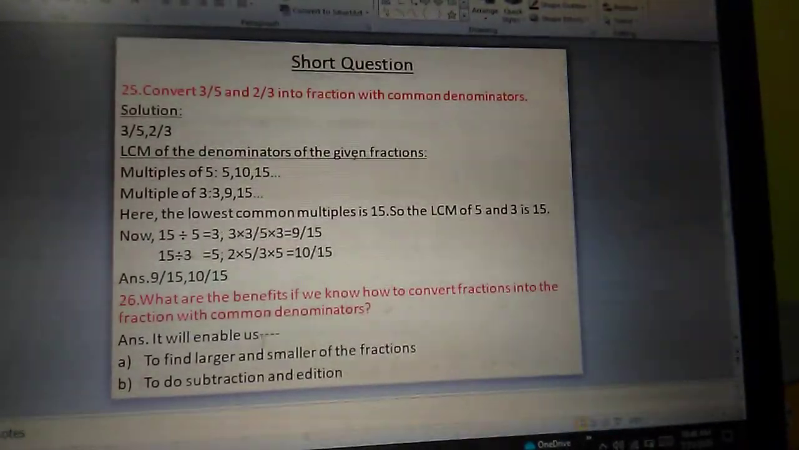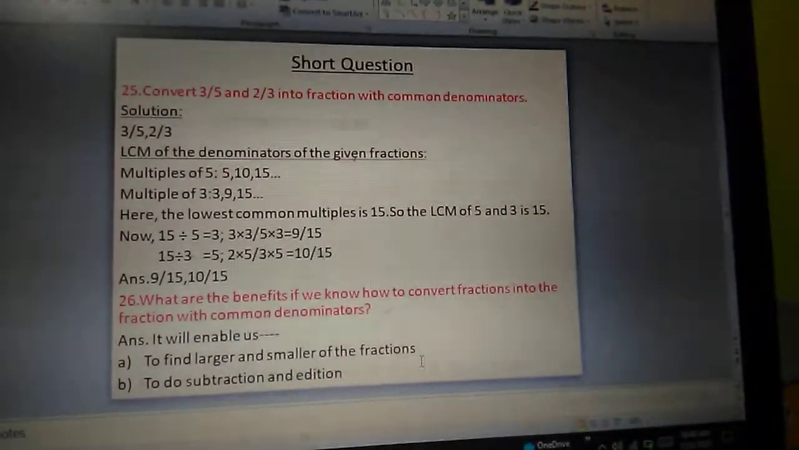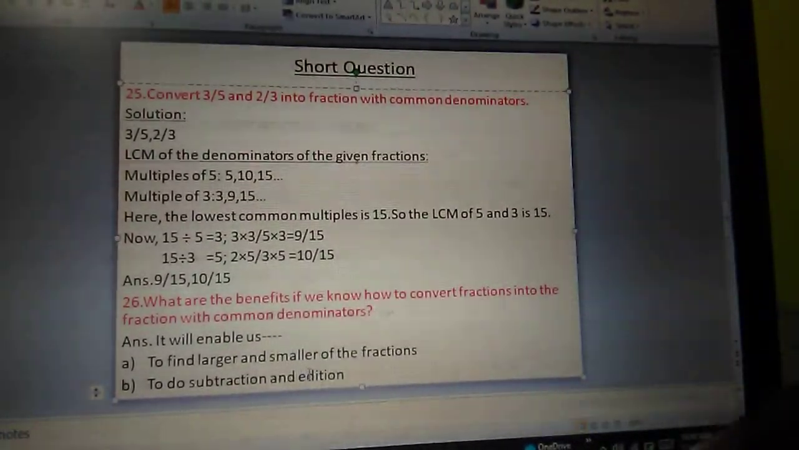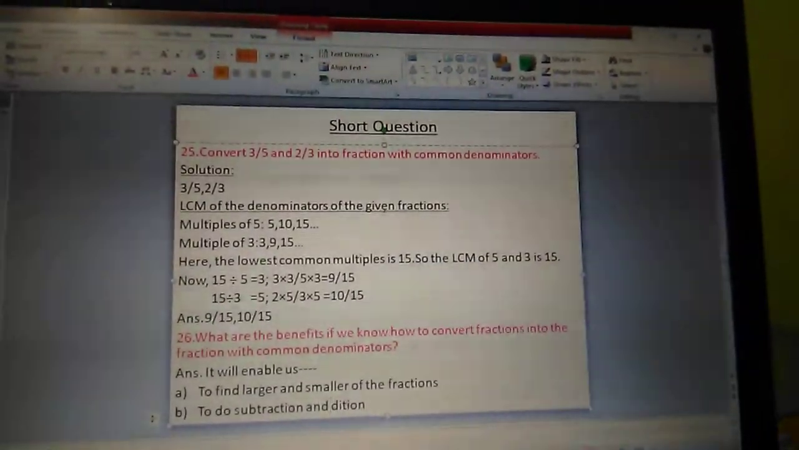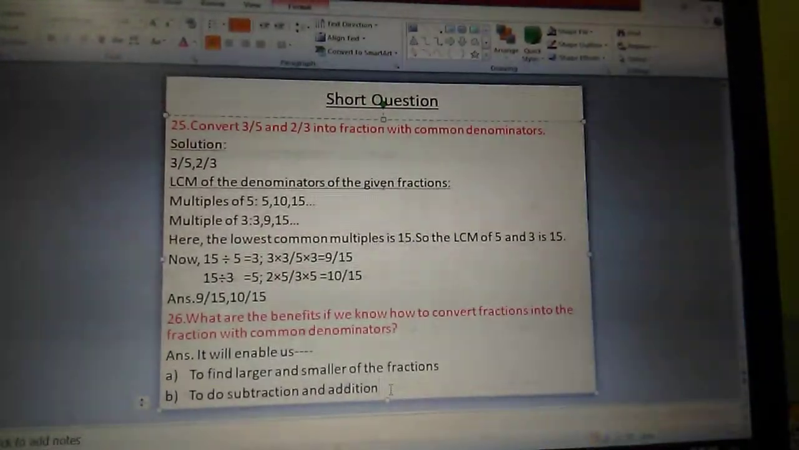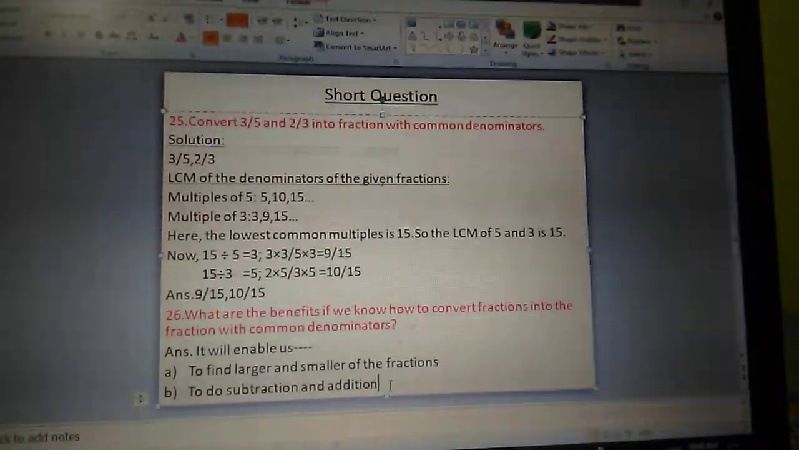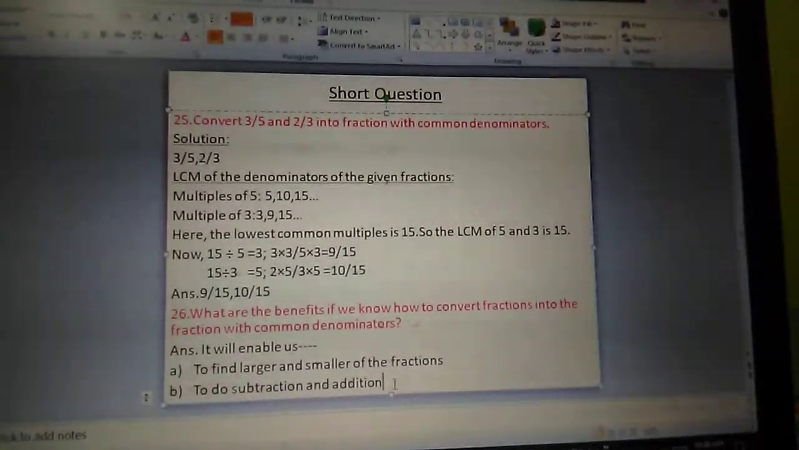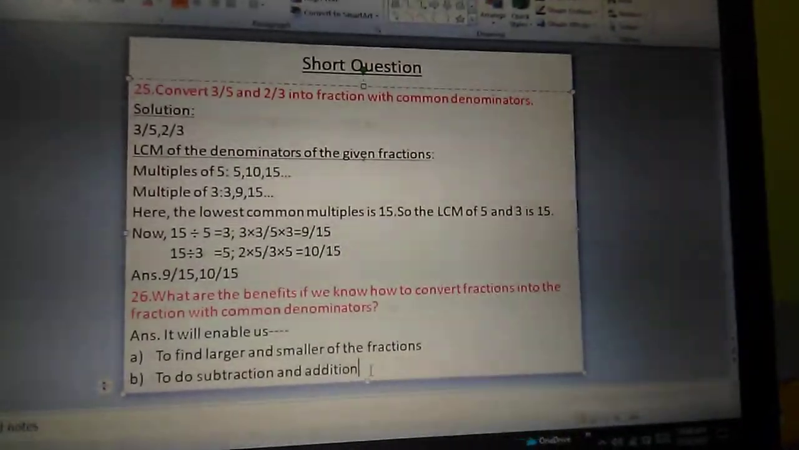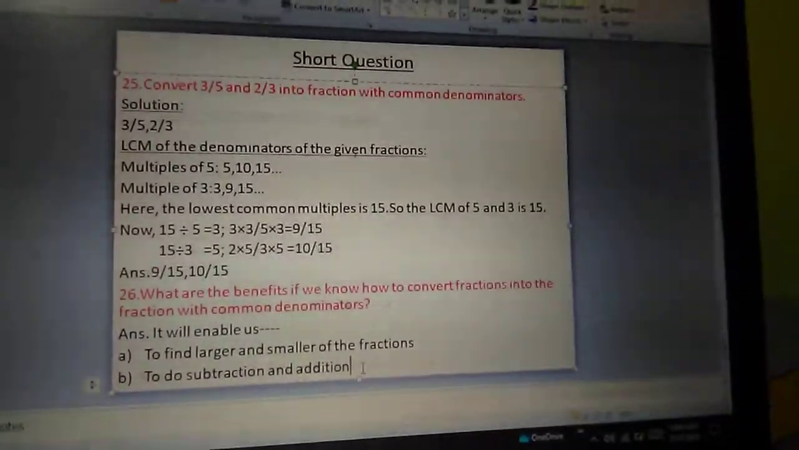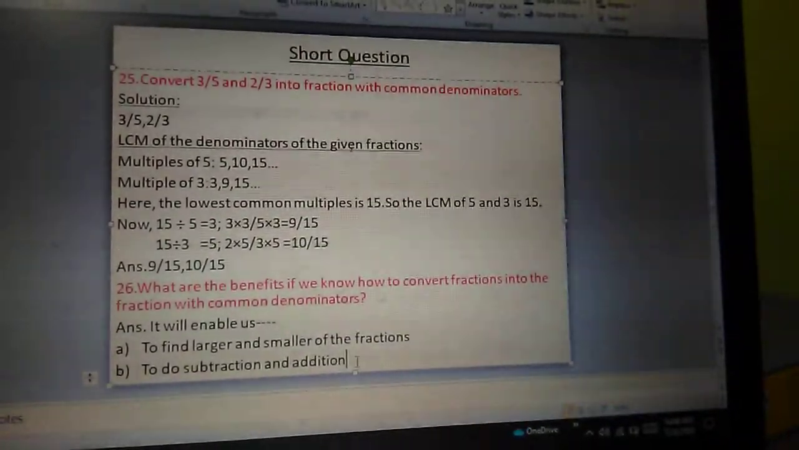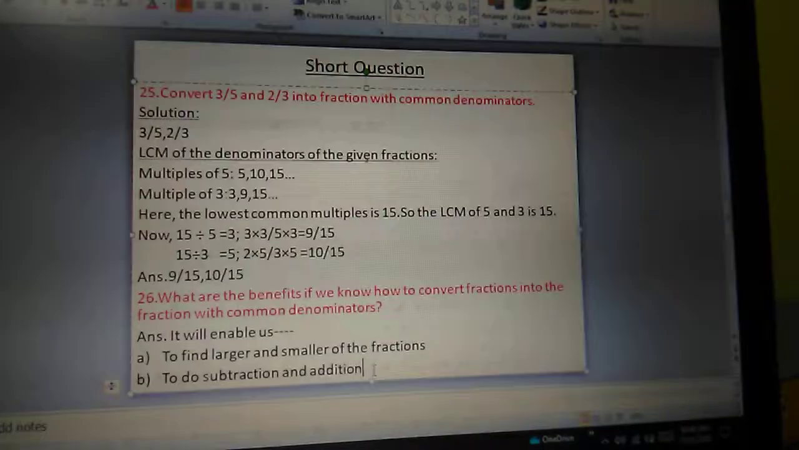What are the benefits if we know how to convert fractions into fractions with common denominators? There are 2 benefits. It will enable us to find the larger and smaller of the fractions, and to do subtraction and addition. Look here, sometimes we have to compare which fraction is larger and which is smaller. So if we know how to get the common denominators, it will help us, and at the same time it will help us to do subtraction and addition. Later you will know how it helps us to practically do subtraction and addition.